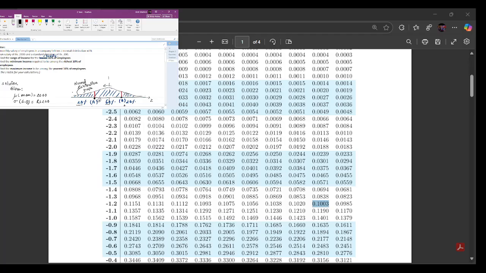This is the exact opposite process of the previous question that we did on this channel. Previously we calculated the value of Z and found the probability, but we can also take the probability and find the value of Z, and this is particularly the reverse question.